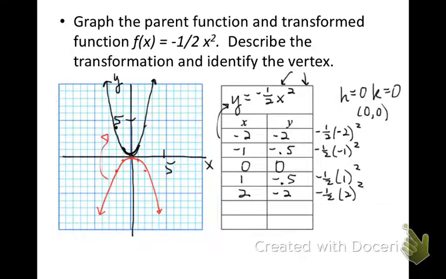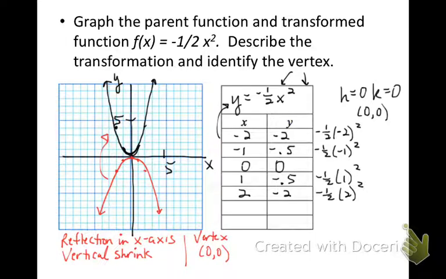So we have two things happening. We have a reflection in the x-axis. So we're going to describe the transformation, we're going to say a reflection in the x-axis. And that's the first definition that we covered in these notes. And then the second thing that we see is that we have a vertical shrink. And that's when the graph is getting wider. Our vertex, just like the others, was at 0, 0.